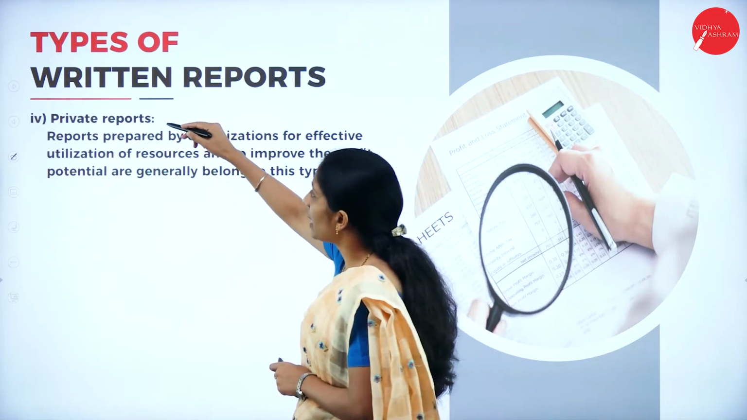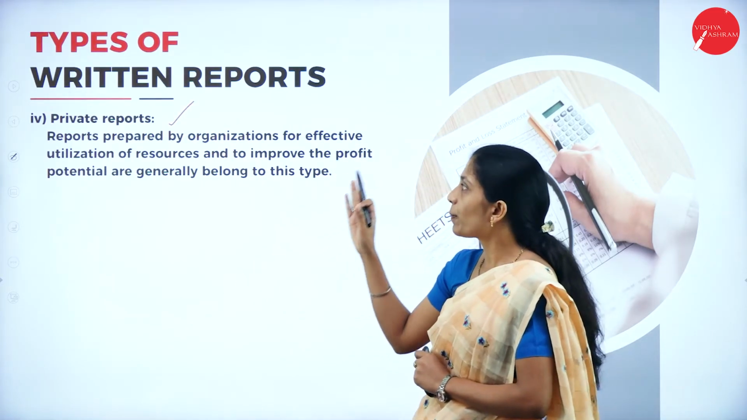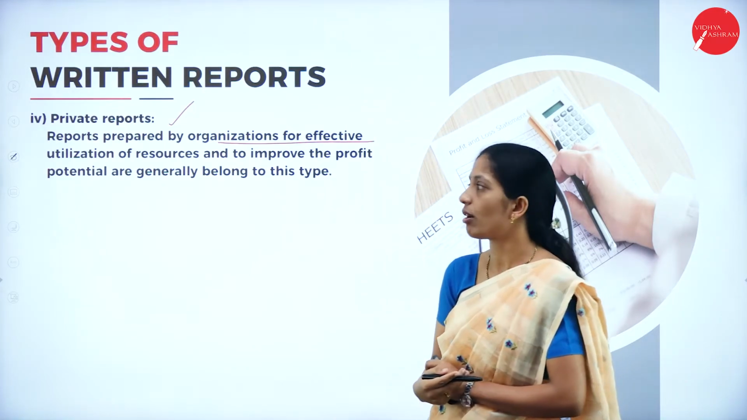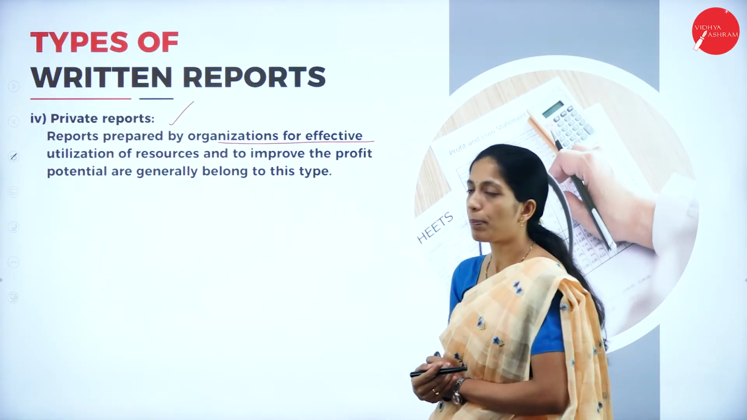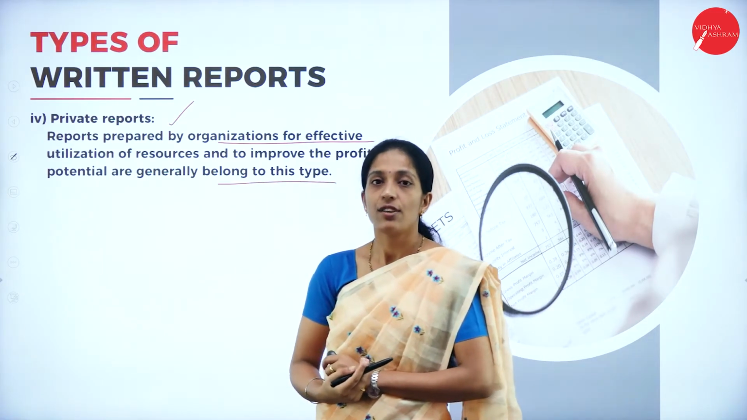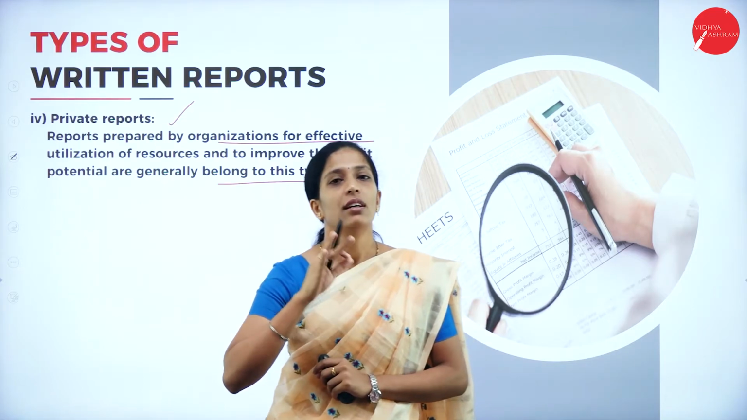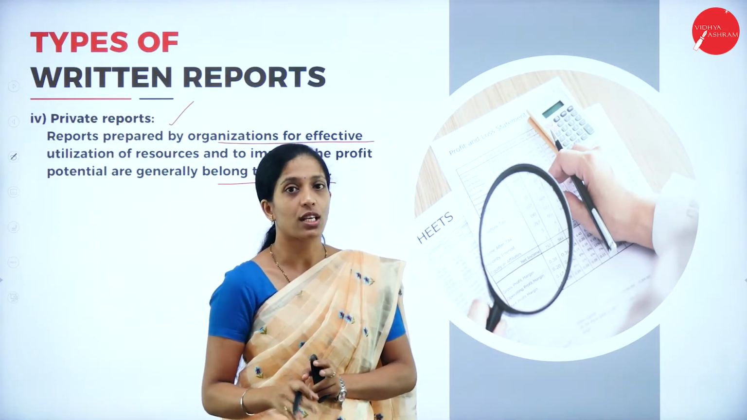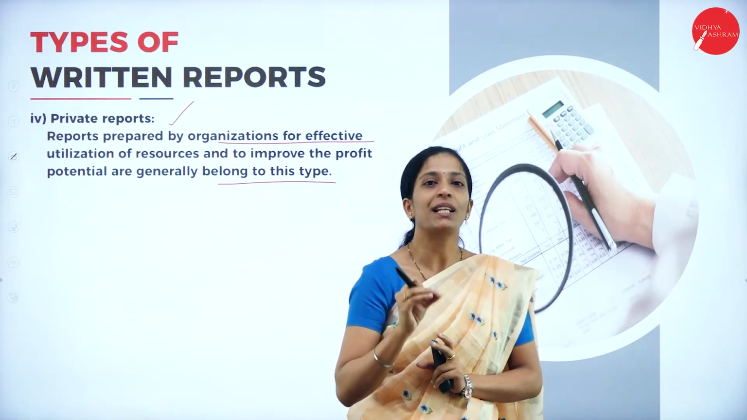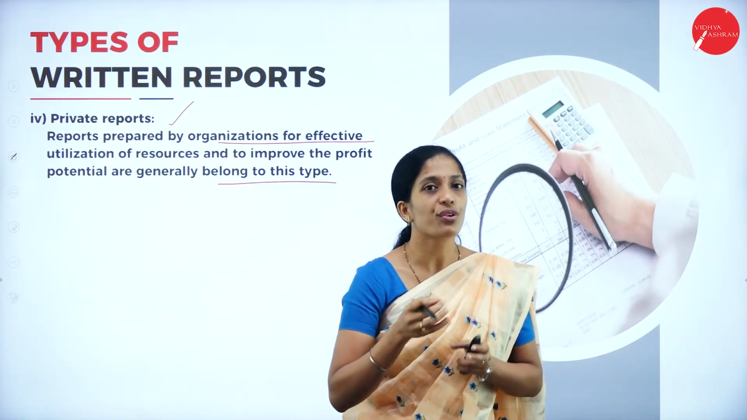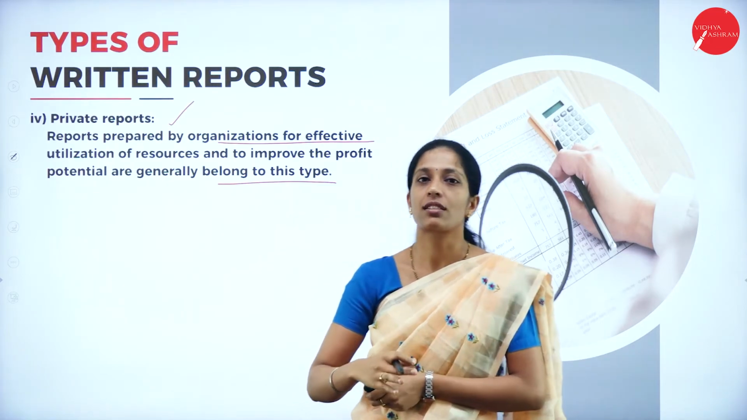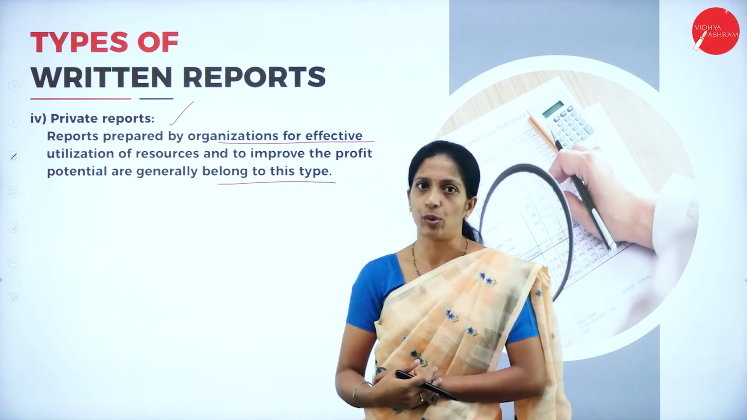Next one is private report. A report prepared by organizations for effective utilization of resources and to improve the profit potential generally belongs to this type. Here, the aim is maximum output with minimum resources. They want to earn more profit by applying the principle of minimum resources, so they use minimum resources and maximize their profit. So this comes under private report.